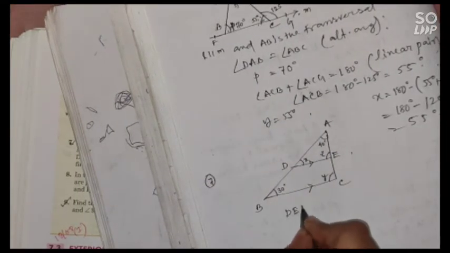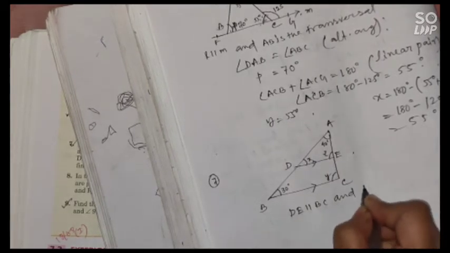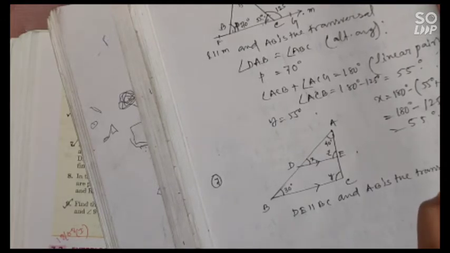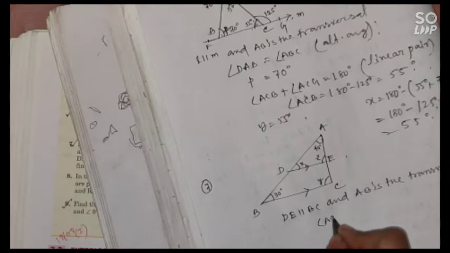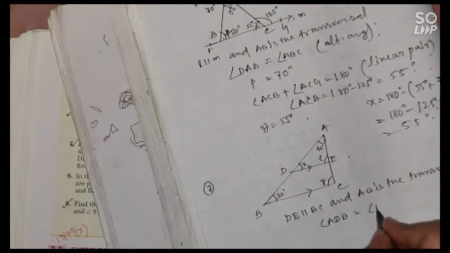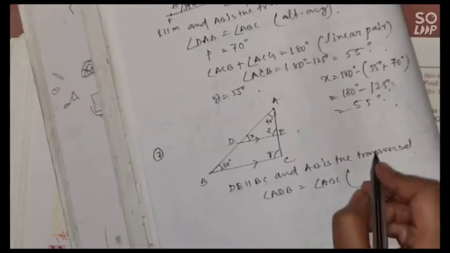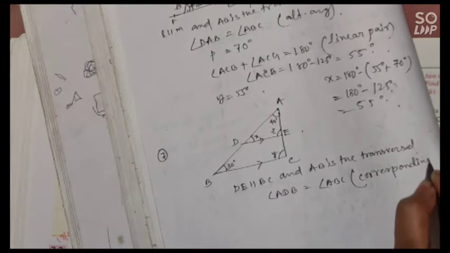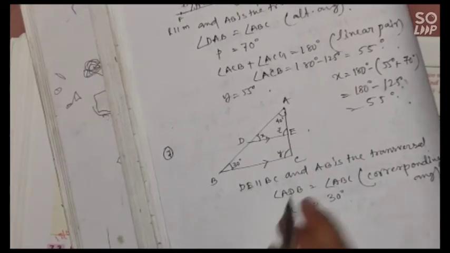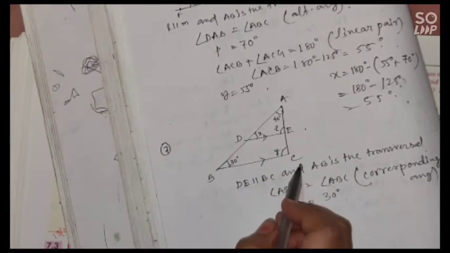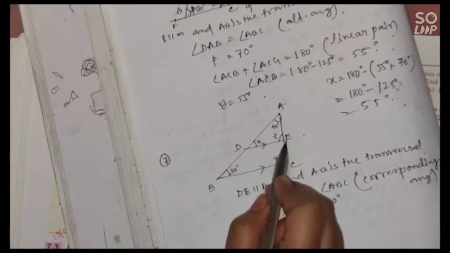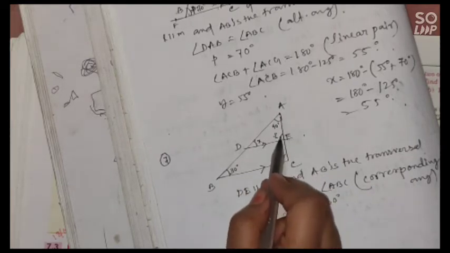So, DE is parallel to BC and AB is the transversal. So, angle ADE equals this angle because they are corresponding angles. So this value equals 30 degrees. So that is x equals 30 degrees. Next. Similarly, we can see DE is parallel to BC and AC is a transversal, y equals z.